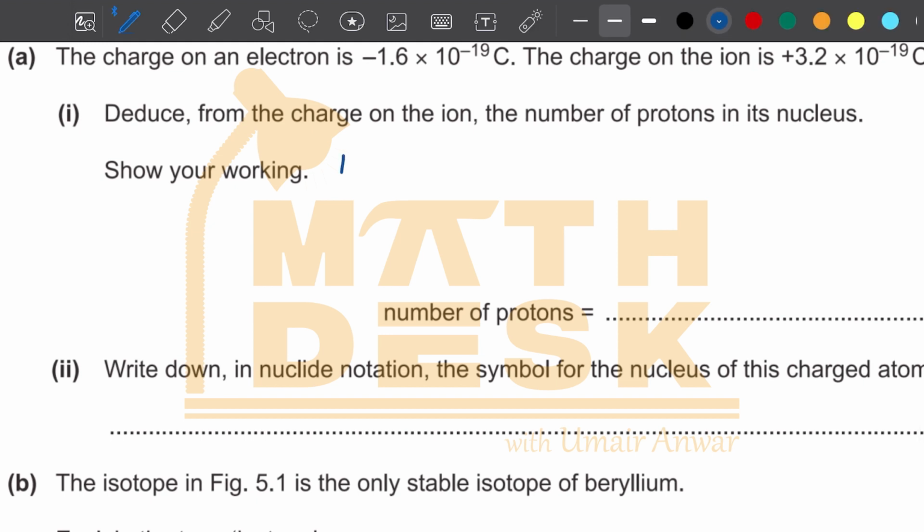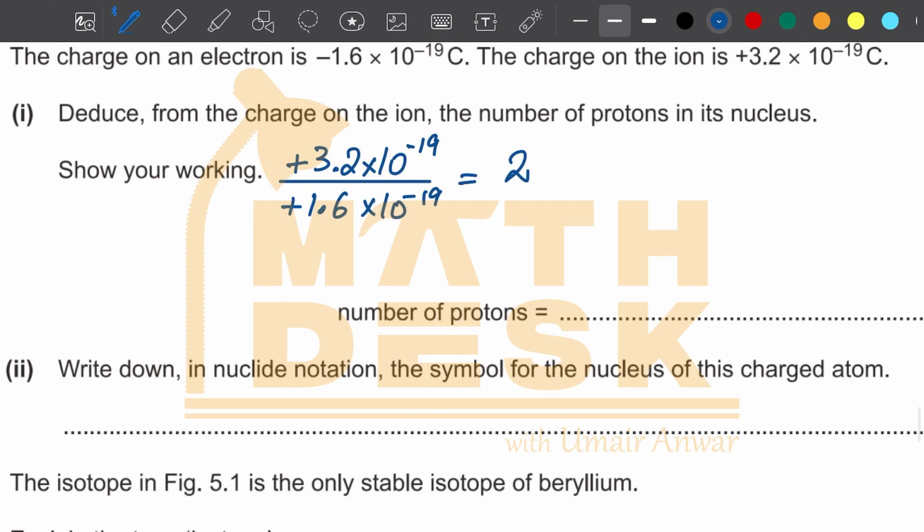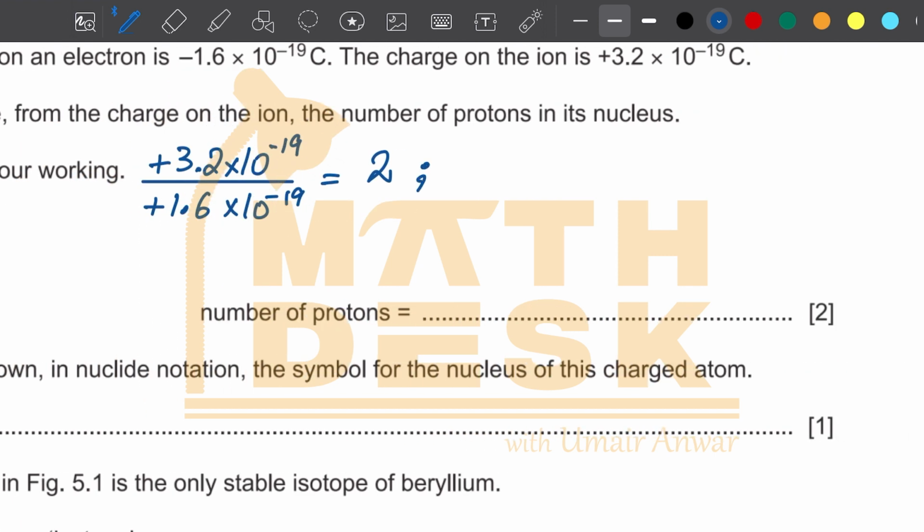So the value of charge is plus 3.2 × 10 raised to minus 19. If we divide it by the charge of 1 proton, then the answer would be 2. So it means that there is a charge of plus 2 on the ion of beryllium.